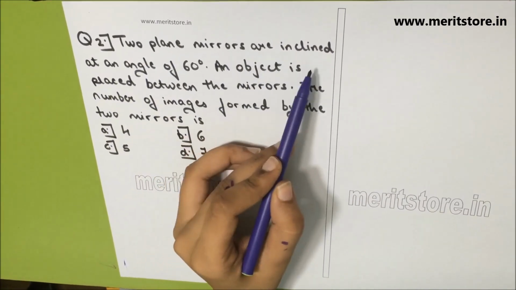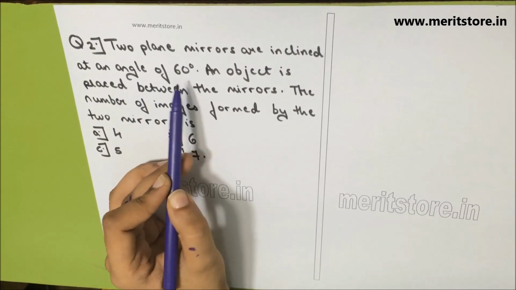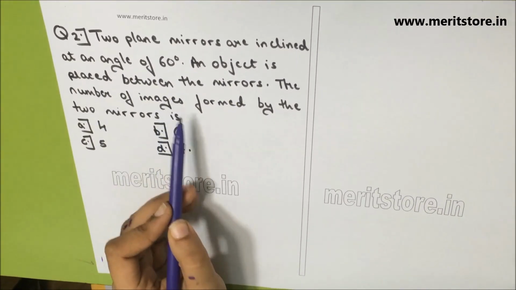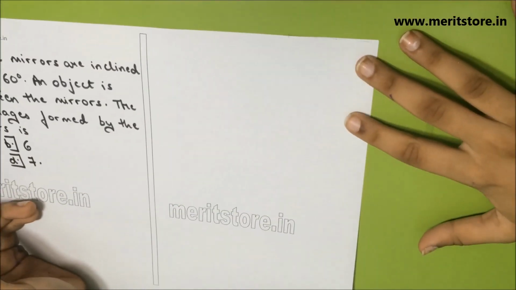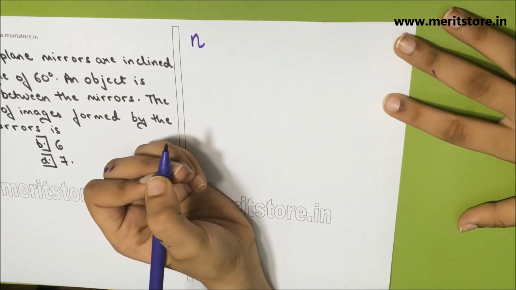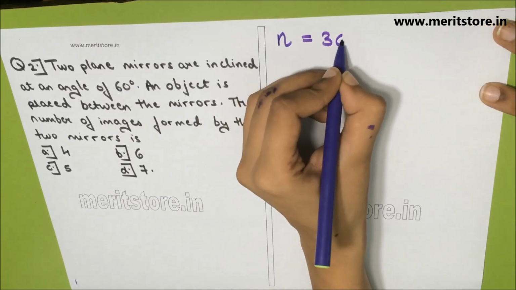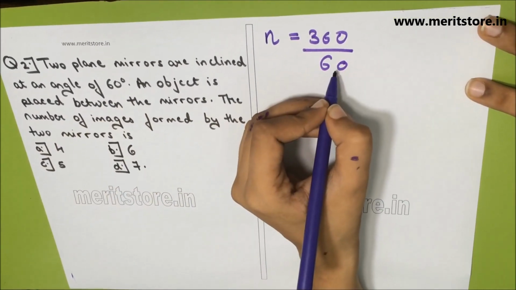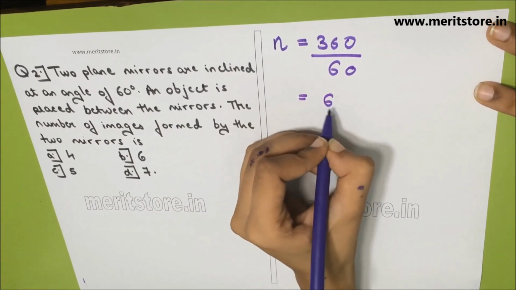Question 2. Two plane mirrors are inclined at an angle of 60 degrees. An object is placed between the mirrors. The number of images formed by the mirror is? Let the number of images be n. We have the formula 360 upon theta, that is 360 upon 60, which is 6.